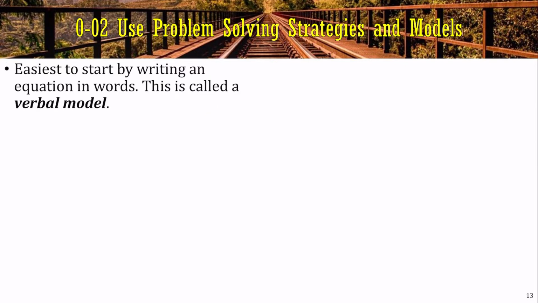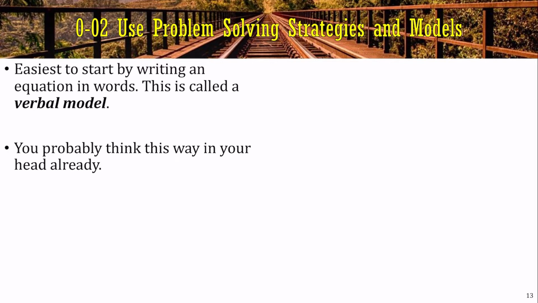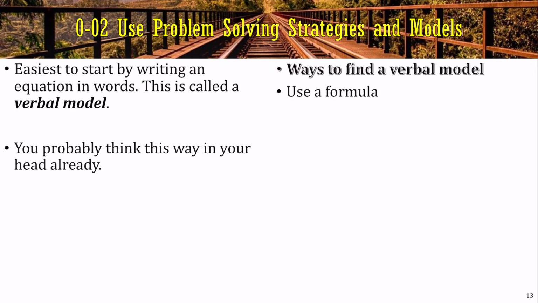Now, the easiest way to solve a word problem is to start by writing an equation in words. It's called the verbal model. You think, oh, yuck, but you probably already think this way in your head. I think most people actually think in words. So you think, oh, hey, it's distance equals rate times time. That's one way to find the verbal model, use a formula. The last slide just had a whole list of formulas.